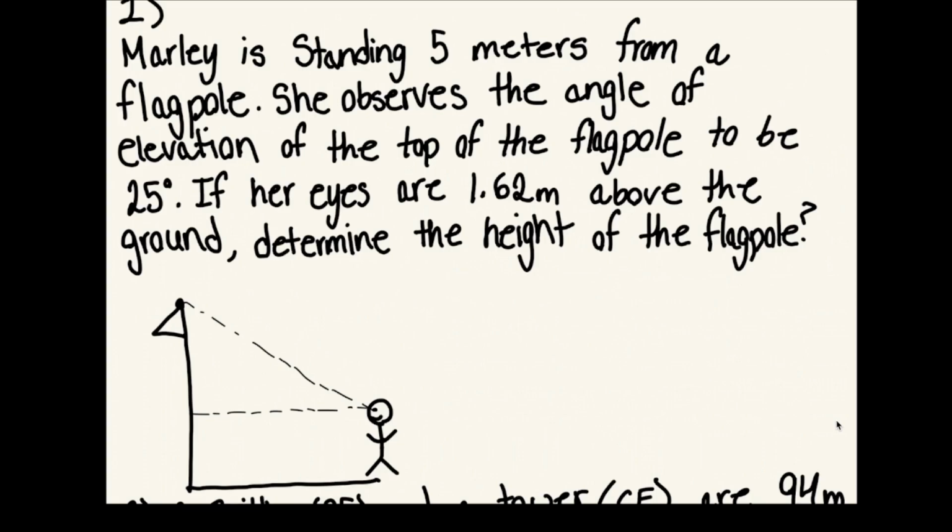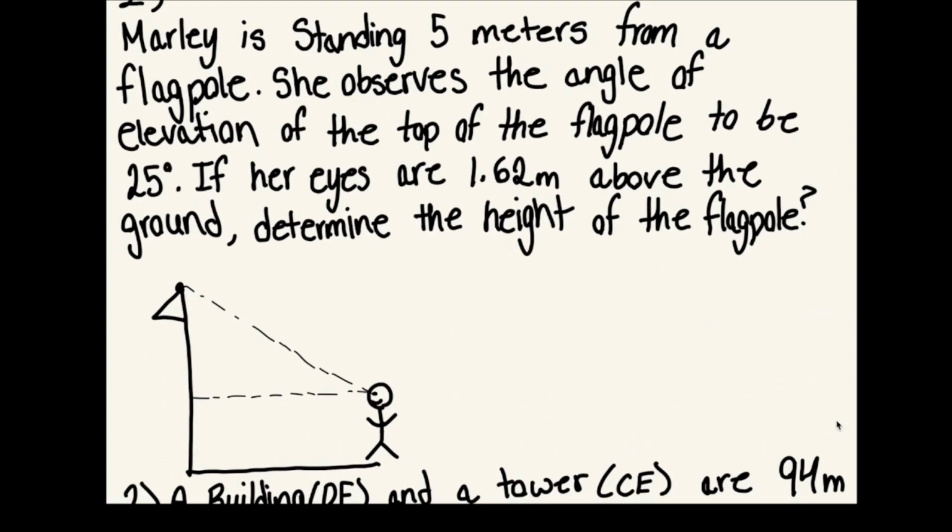Starting with the first question. Let's first read it and then break it down. Marley is standing 5 meters from a flagpole. She observes the angle of elevation to the top of the flagpole to be 25 degrees. If her eyes are 1.62 meters above the ground, determine the height of the flagpole. Okay, so let's see what we are given. Let's highlight what we're given.